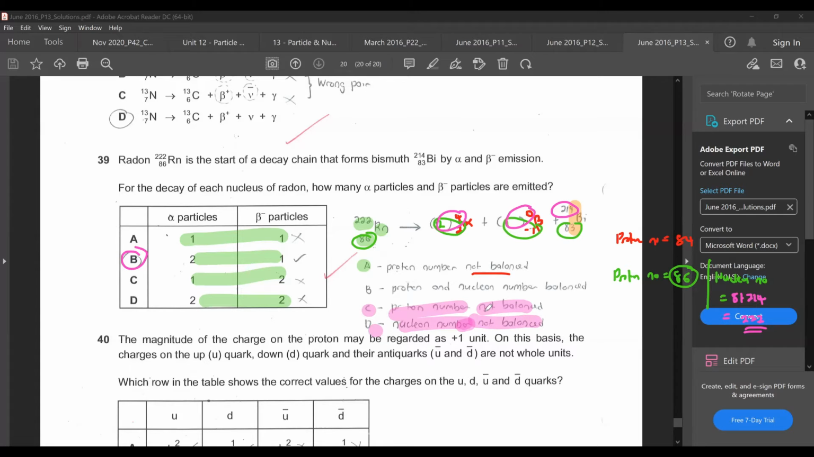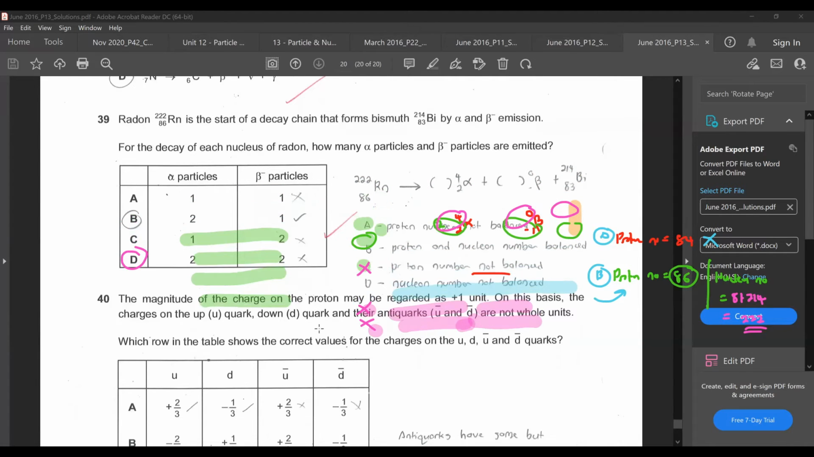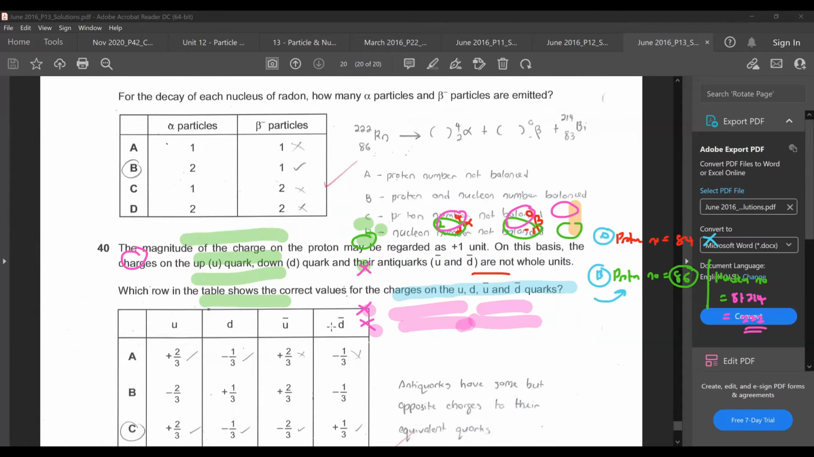As you try this by trial and error, you notice that A is definitely out, C is definitely out, D is definitely out. You must have a case where both proton and nucleon numbers are balanced, which in this case is only B. This one was for A, so A is out, B is correct. C and D I don't want to do, because I already know it's wrong, but you can do this as extra practice later on.